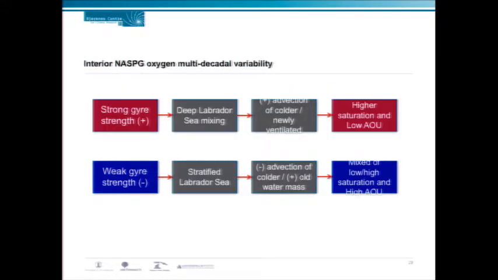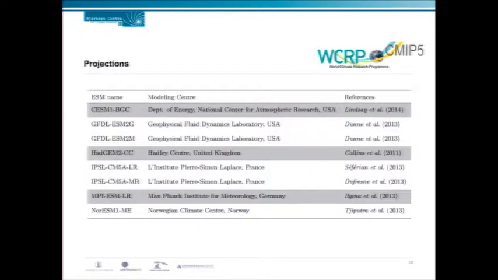So the process that we identified here is that gyre variability is an important dynamic controlling the oxygen anomaly in the subpolar interior. That is related to the mixing in the Labrador Sea and the advection of whether it's newly ventilated or older water mass going into the interior ocean.